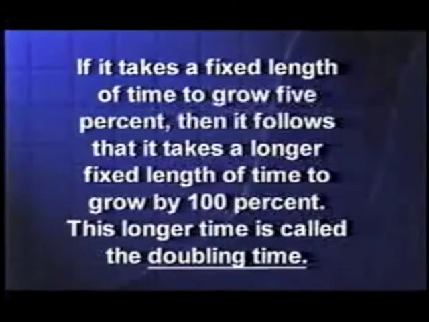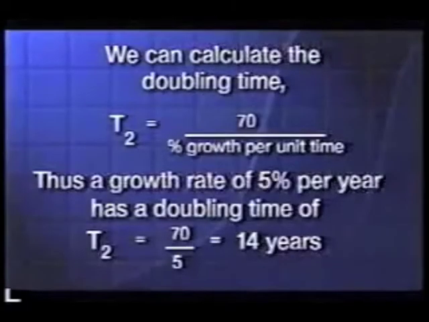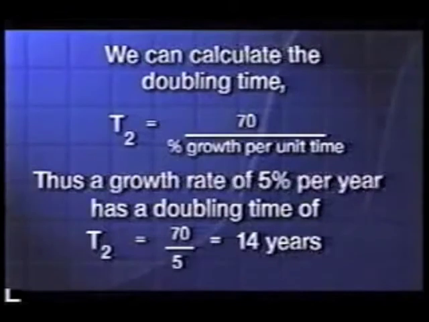Now that longer time is called a doubling time. We need to know how you calculate the doubling time, and it's easy. You just take the number 70, divide it by the percent growth per unit time, and that gives you the doubling time. So our example of 5% per year, you divide the 5 into 70, you find that growing quantity will double in size every 14 years. Now, what's the doubling time for 7% growth? 10 years.